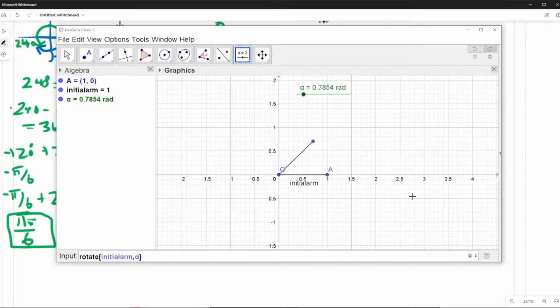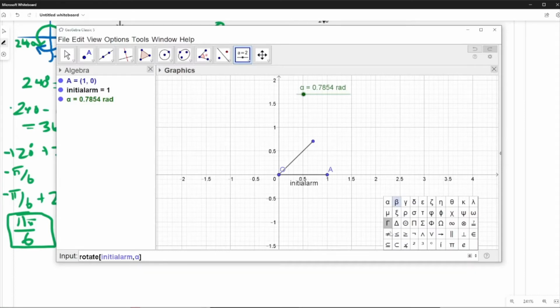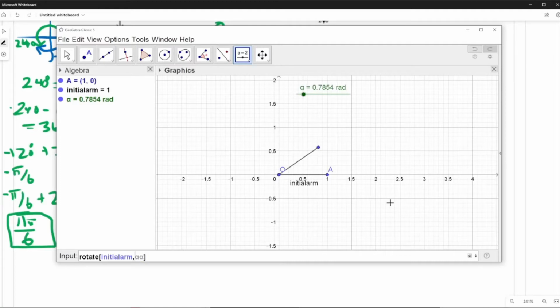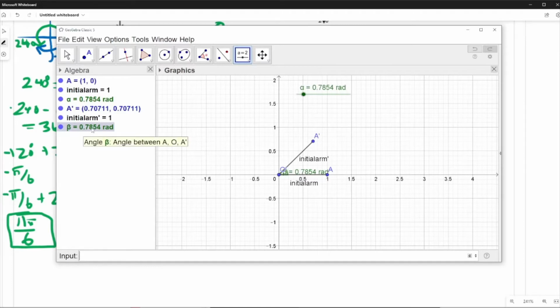You can do that, or in the bottom corner here, this is all your symbols. So alpha is right here, so you could just put alpha there. So we're going to rotate our initial arm alpha rad. And then let's measure the angle from A to O to A prime. And of course, the angle will measure what we said, which is 0.7854 rad for our purposes here.